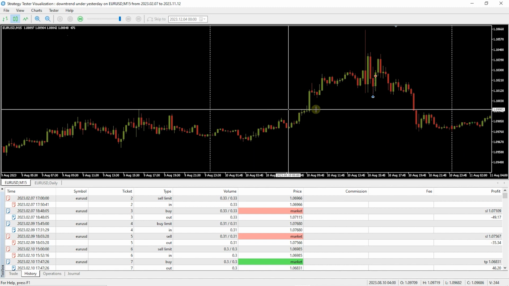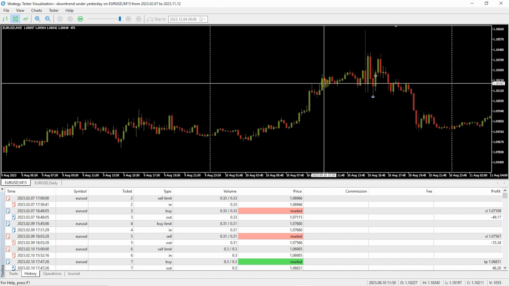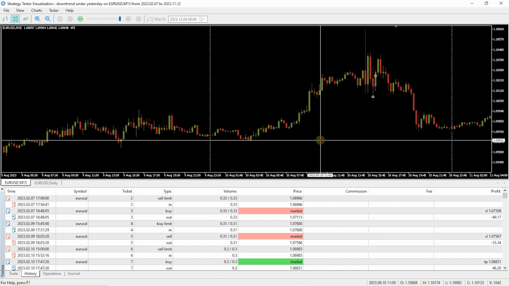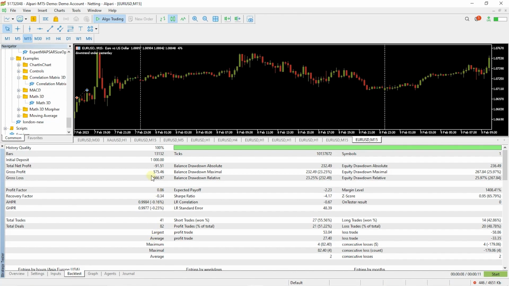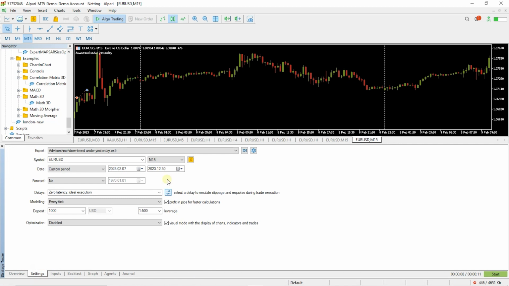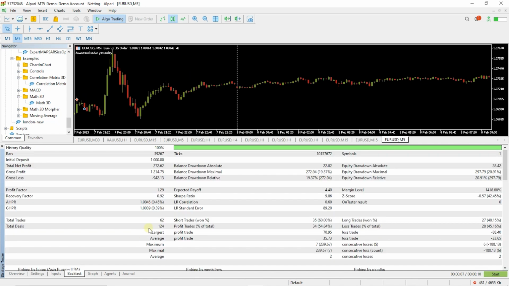Here we had high, low and higher, and a buy opened here. We had -9% loss on M15. I will try other time frames. I will try on M5.